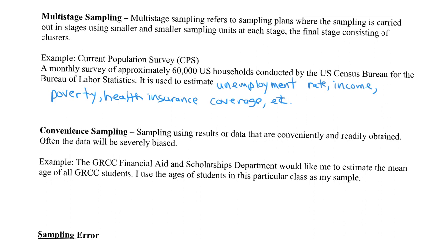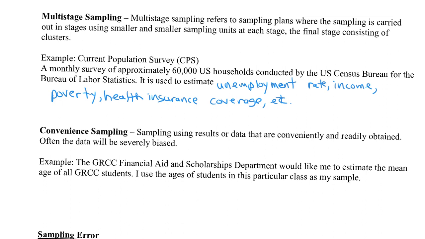So as an example, let's say the GRCC Financial Aid and Scholarship Department would like me to estimate the mean age of all GRCC students. And I'm like, well, it's going to take a lot of time to do this correctly. So instead, I just use the ages of students in this particular class as my sample. That sound like a good idea? Can you imagine any problems with this?